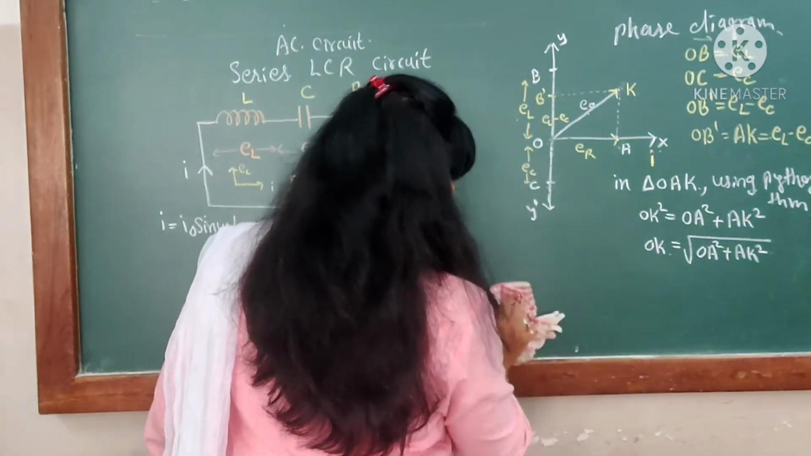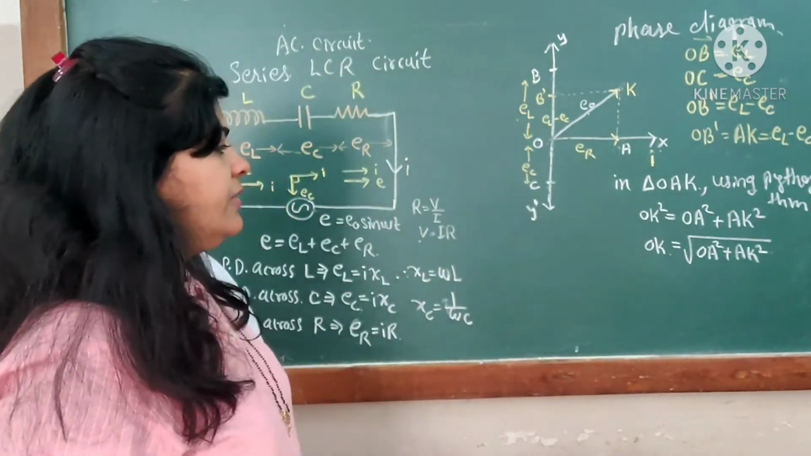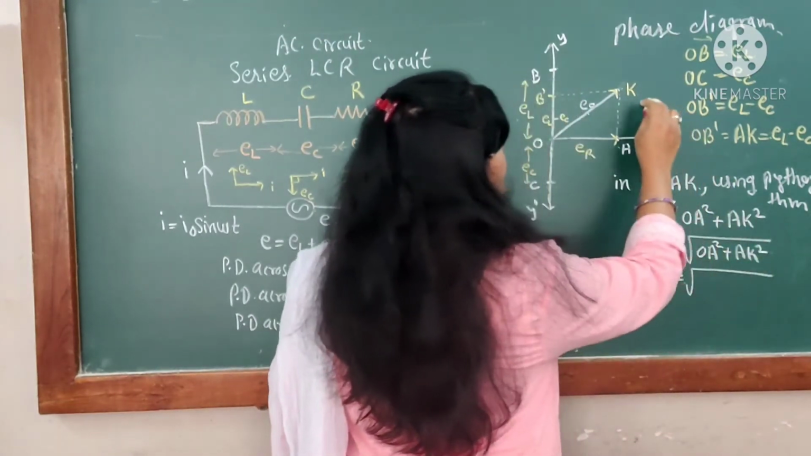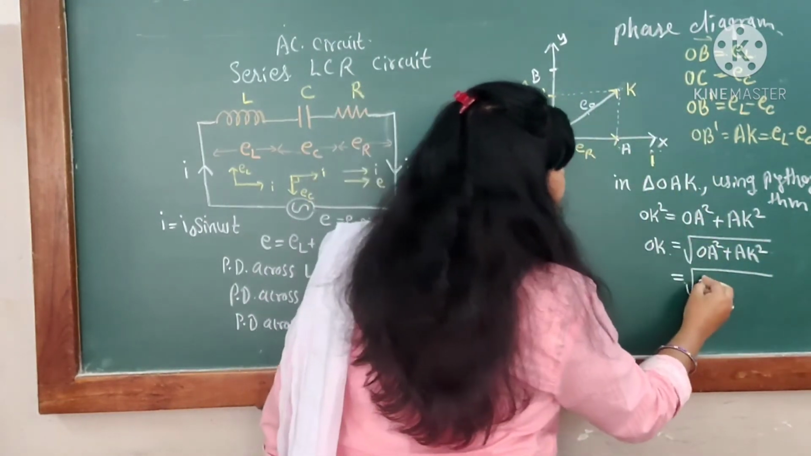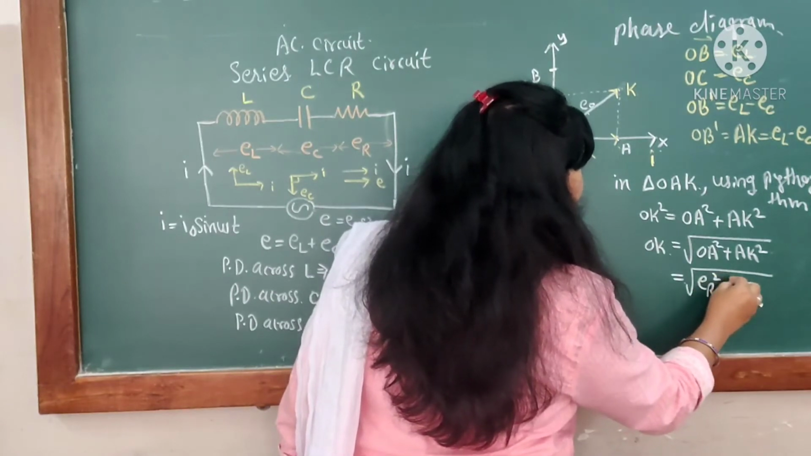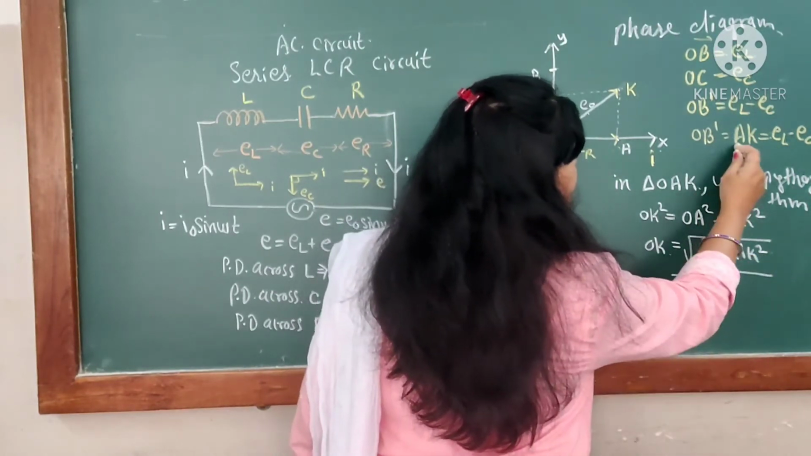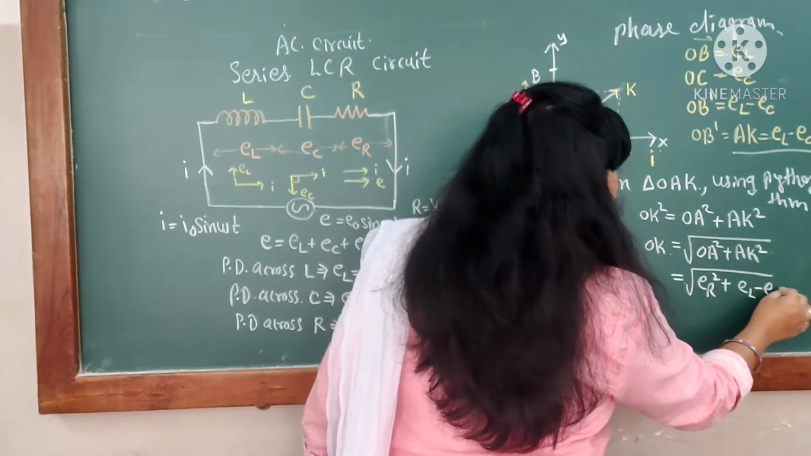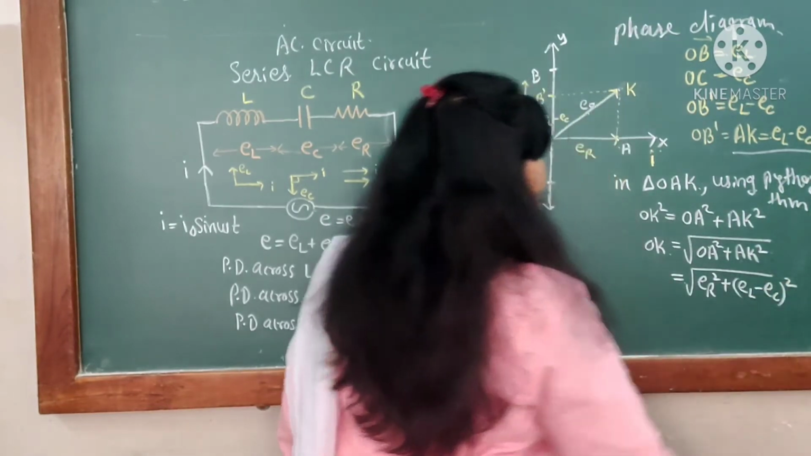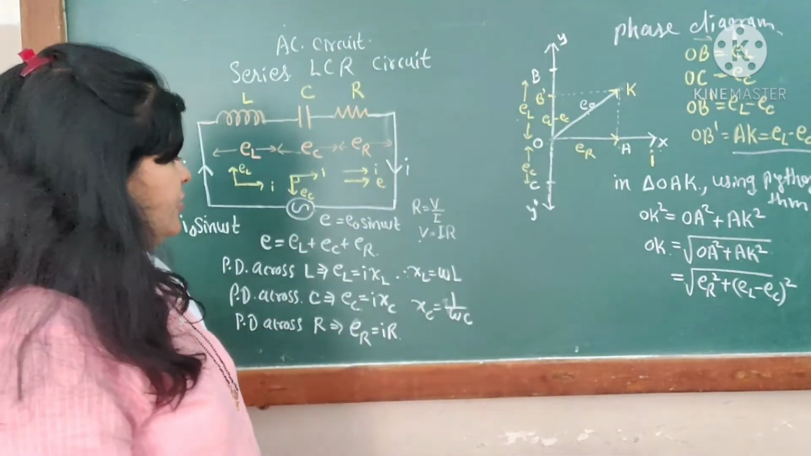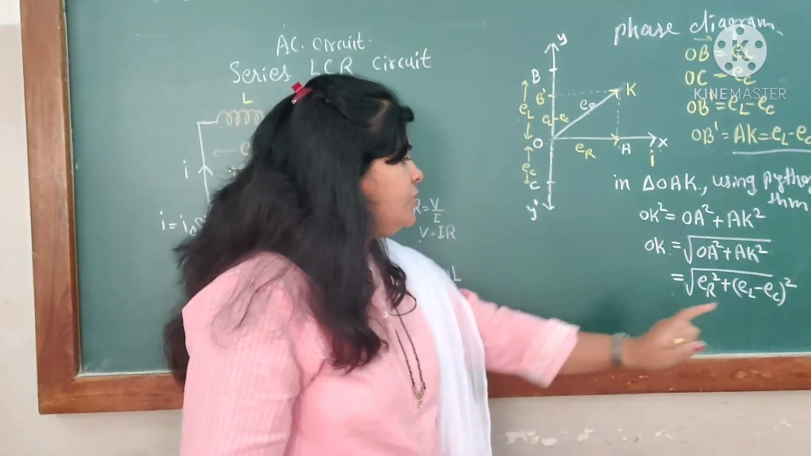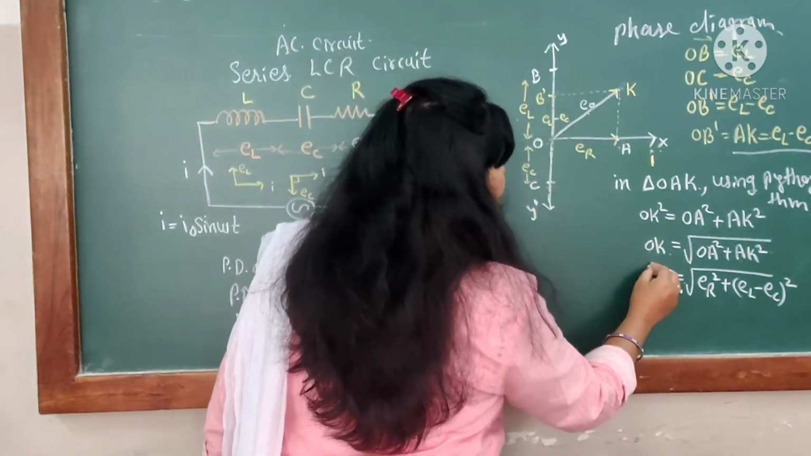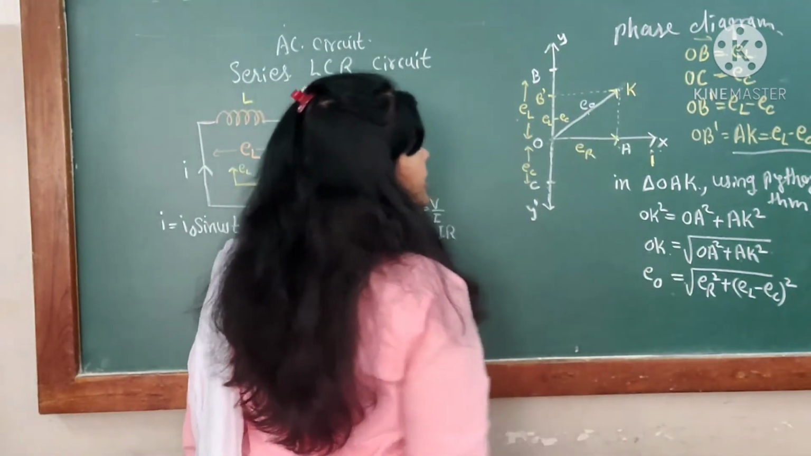Here OK is equal to this value. Now substitute the OA square. What is OA square? That is ER square, plus AK square, and AK here is represented as (EL minus EC) squared. Now we got the value of OK. What is meant by OK? OK is represented by EO. Then we substitute the value of EO.